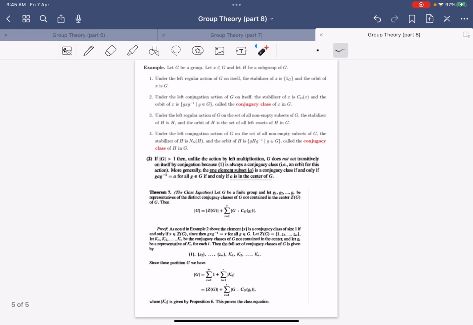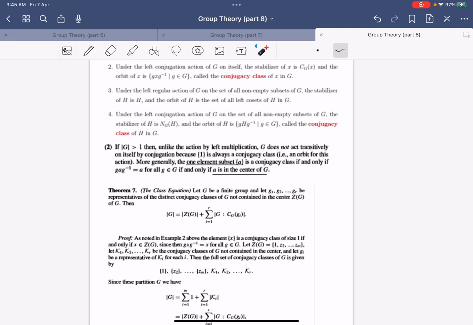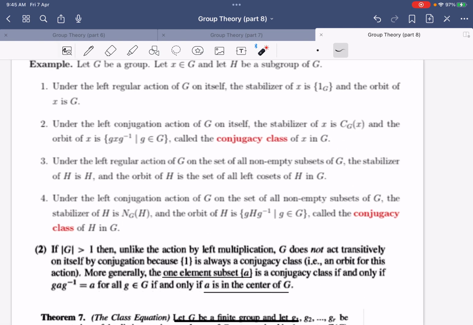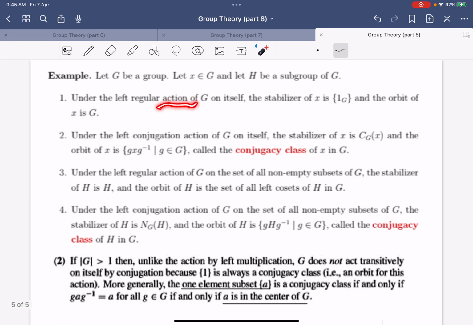So we shall take a look at some examples of what are orbits and what are stabilizers. For example, for the left regular action, the stabilizer of x is 1 and the orbit is G. These examples that I'll be showing you, you can of course easily verify yourself, and I urge you to try so that you get a better understanding of what is an orbit and what is a stabilizer. For the left conjugation action on itself, the stabilizer is the centralizer of x, and the orbit is just the conjugacy class of x.